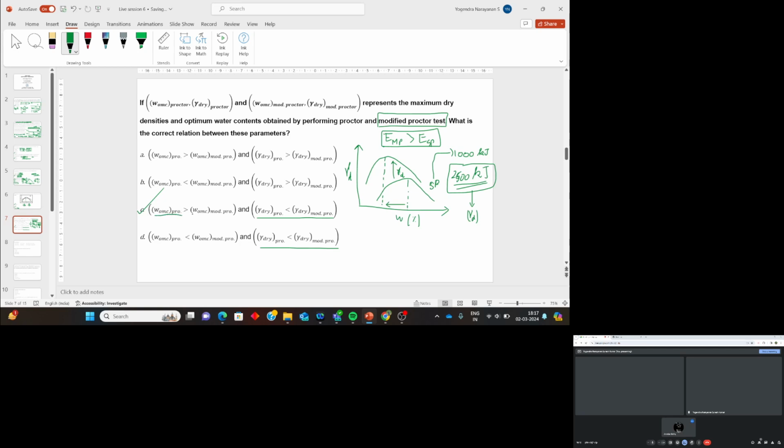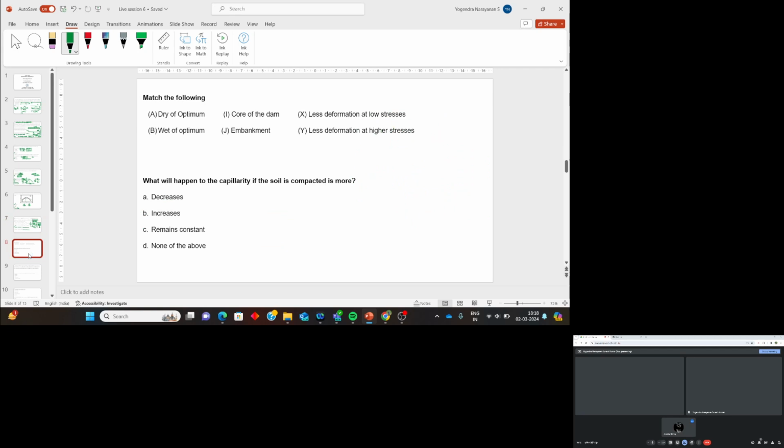Optimum moisture content of standard Proctor will be greater than optimum moisture content of modified Proctor. So always remember this curve, standard Proctor and modified Proctor. It will shift to the left and upward. You do not need to remember everything. If you know this graph, you can understand what is happening here. Now let us move to the next question.